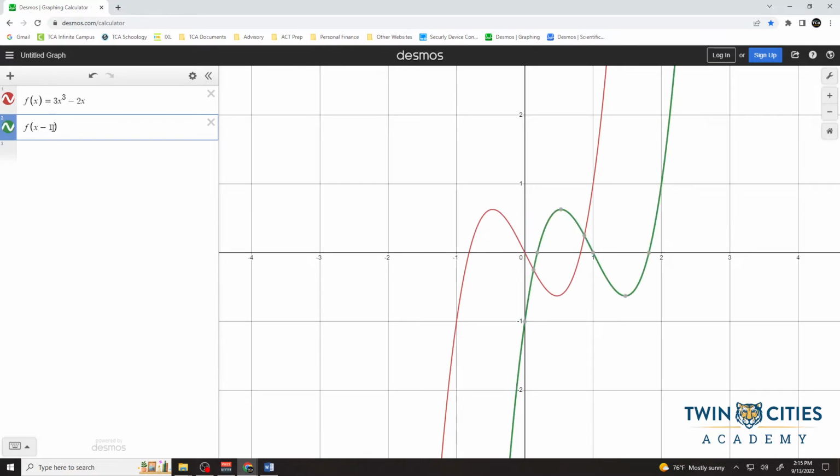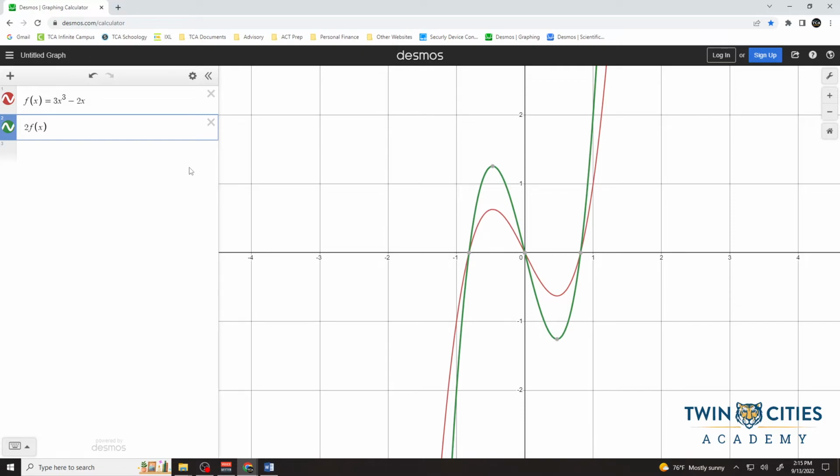Let's play around with the stretching and compressing. So if I do times 2, now we see here the zeros stayed where they were, but all of the other points here got stretched to double what they were originally. So if we look at, say, this point, this was about negative 0.5 roughly, and then 0.6, but then on the green, that x value stays the same, but the y value doubles.